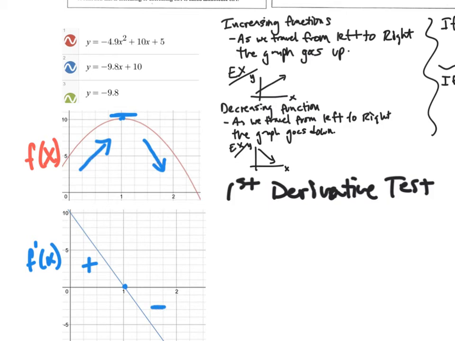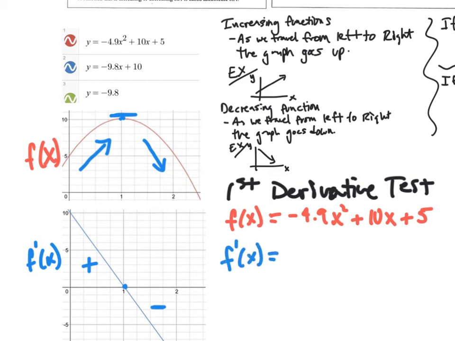Now, the first thing I want to do is, we have our function, say f of x is equal to negative 4.9x squared plus 10x plus 5, okay? And the first thing I want to do is find our critical points. I want to take our derivative. So f prime of x, using the power rule, is going to give us negative 9.8x plus 10. Okay, and I want to find our critical points. So the first thing I want to say is, is there anything that's going to make my derivative undefined? And unfortunately, there's not, okay? What we have is a line, it's going to go on forever and ever and ever.